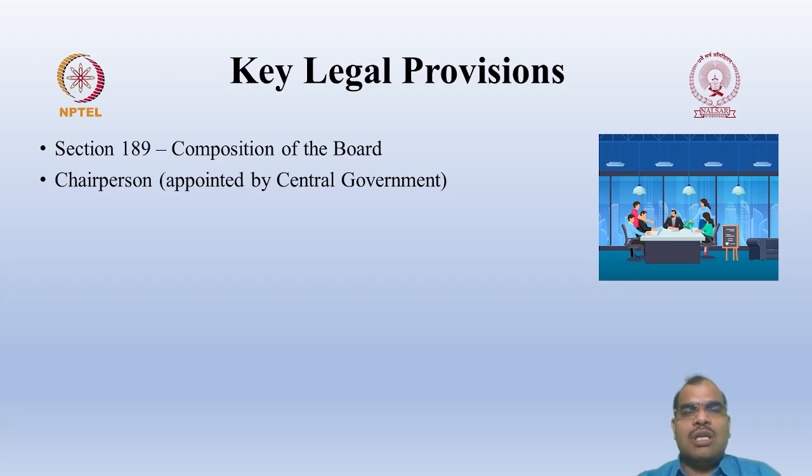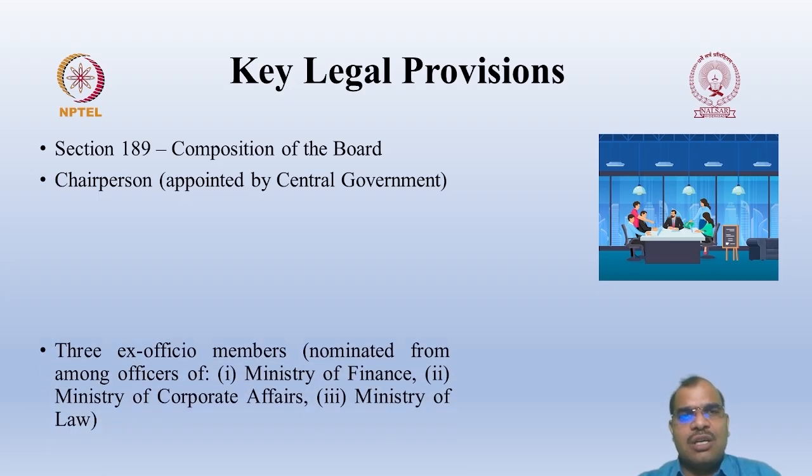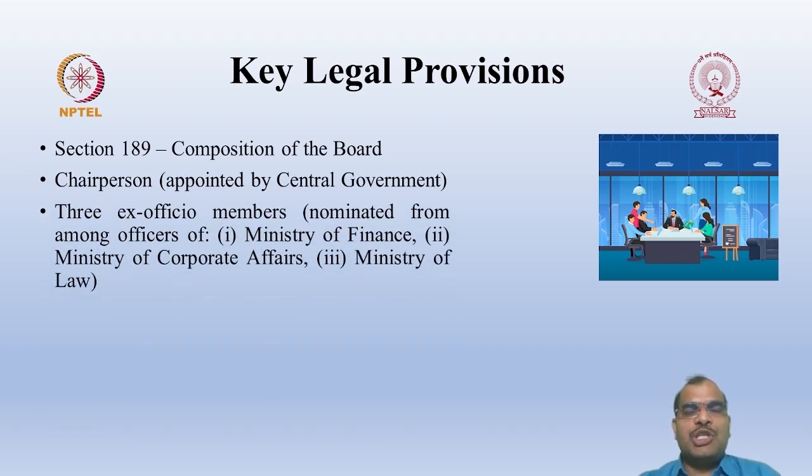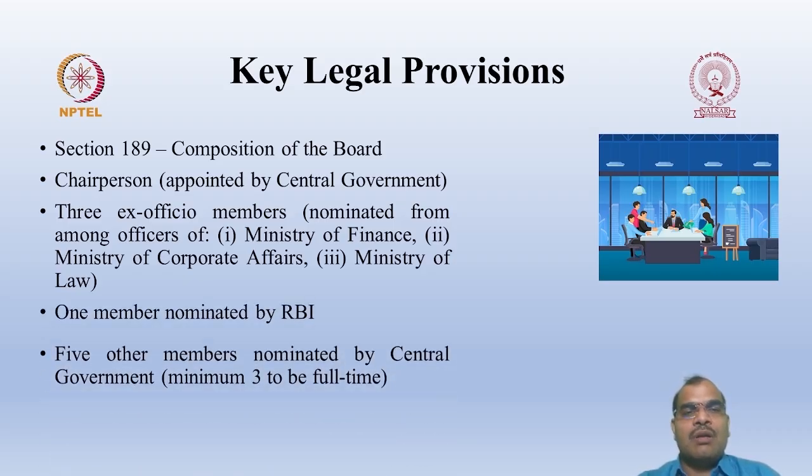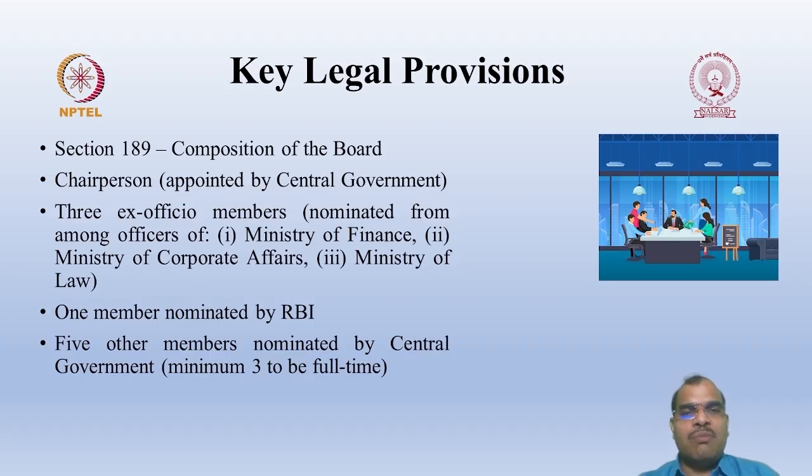The IBBI will have a chairman, who will be appointed by the central government. Then three ex officio members, nominated from the Ministry of Finance, the Ministry of Corporate Affairs, MCA, and the Ministry of Law. So one chairman and three ex officio members: one from the Ministry of Finance, one from the Ministry of Corporate Affairs, one from the Ministry of Law. Then one member nominated by RBI. Then five other members nominated by the central government.